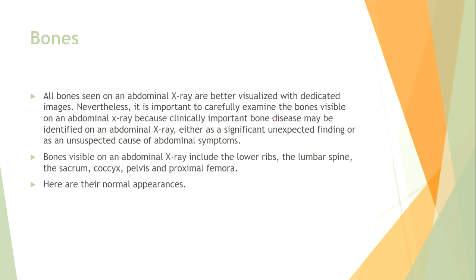Bones. All bones seen on an abdominal X-ray are better visualized with dedicated images. Nevertheless, it is important to carefully examine the bones visible on an abdominal X-ray because clinically important bone disease may be identified on an abdominal X-ray, either as a significant unexpected finding or as an unsuspected cause of abdominal symptoms. Bones visible on an abdominal X-ray include the lower ribs, the lumbar spine, the sacrum, the coccyx, pelvis and proximal femora. Here are their normal appearances.